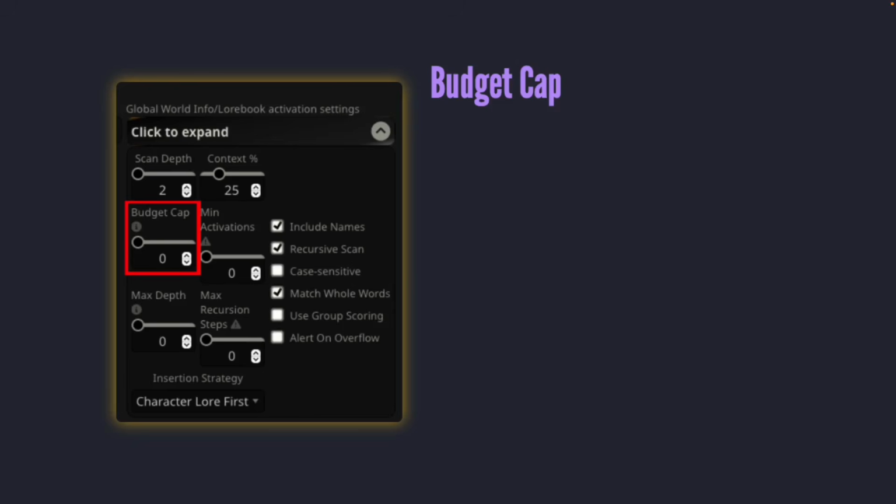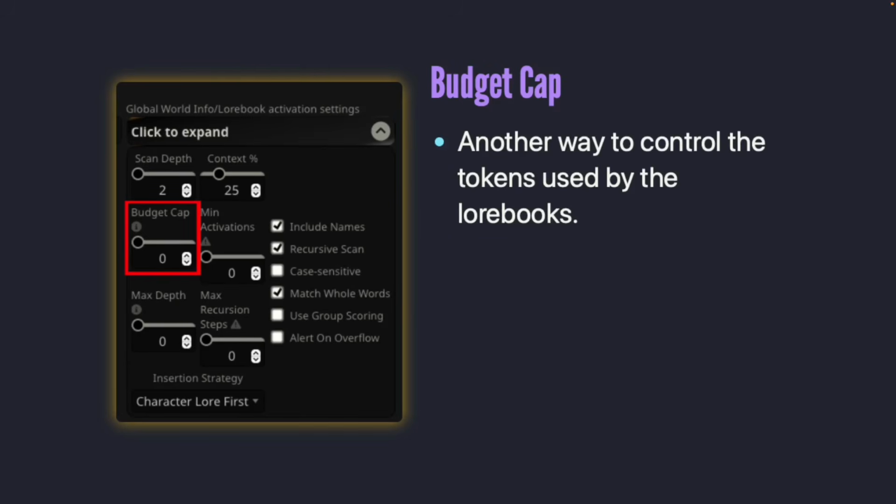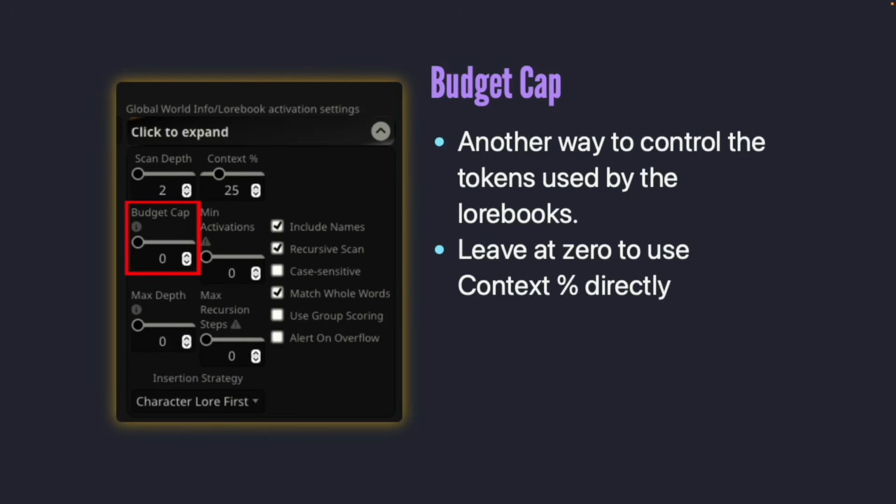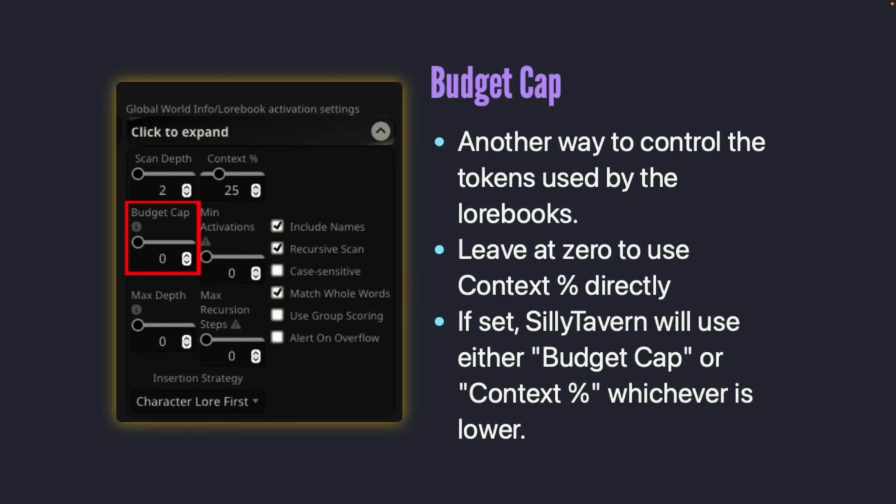So budget cap is what you're going to use in case you move to a much bigger version and the context percent now represents a much higher number of tokens. If you leave it at 0, it's just going to directly use your context percent. 0 is basically infinity for budget cap. But if you set it to a number, then SillyTavern is going to look at either your budget cap or the context percent, and it's going to select whichever is the lower number. So it's kind of a way of putting a limit, like, hey, even if I'm using a giant context window, I don't want more than 3,000 tokens or something like that.